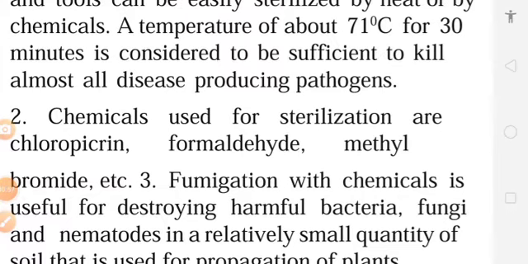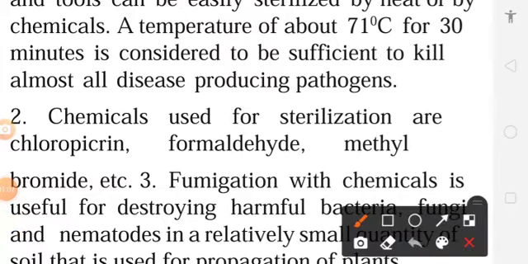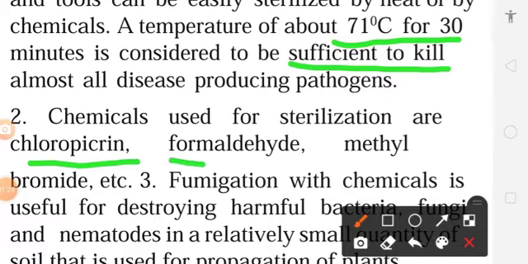how to sterilize that? For this purpose, the first method is a temperature of 71 degrees centigrade for 30 minutes. It is sufficient to kill almost all disease causing pathogens. So this much temperature is good. Then by using some chemicals also we can sanitize the media. For example, chloropicrin, formaldehyde, or methyl bromide.